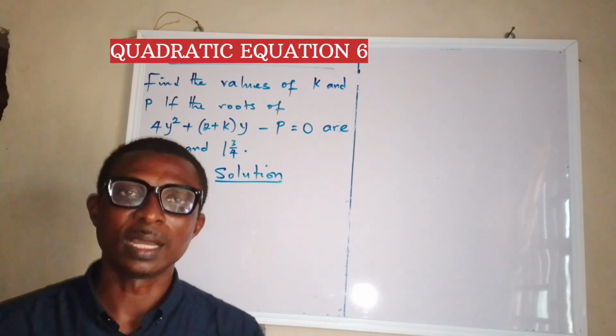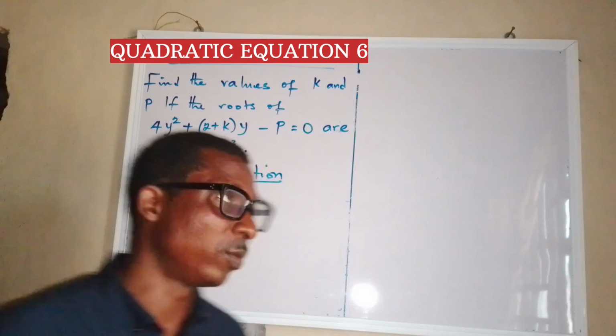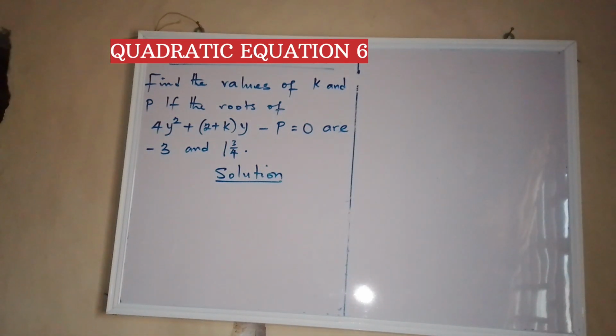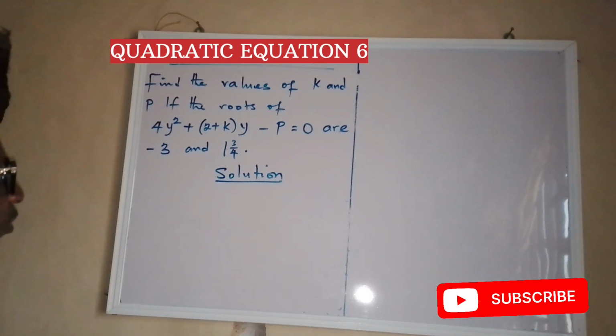Now today we want to look at a question under quadratic equation. Now let's look at the question. Find the values of k and p if the roots of 4y squared plus (2 plus k)y minus p equals 0 are minus 3 and 1 whole number 3 over 4.